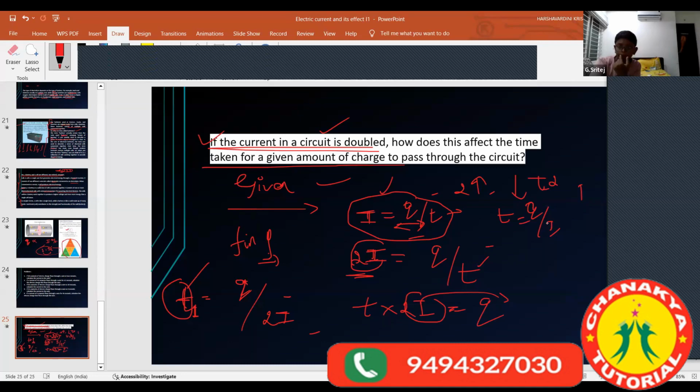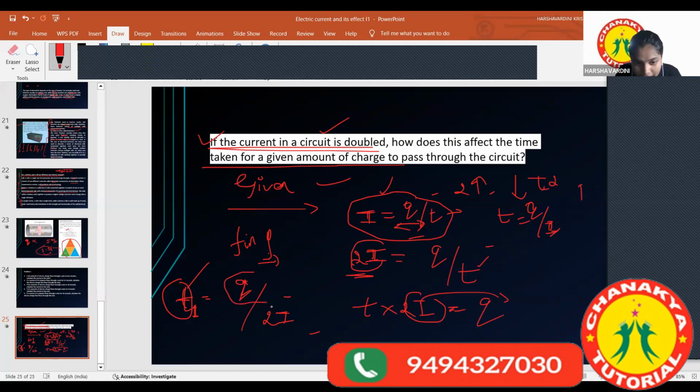Correct? Yes, ma'am. So why am I doing this? Because here I have Q by I. I want to kick out this Q by I and put it in terms of T. I don't want my expression to have any Q's or I's or anything other than time. So to kick out Q by I, I'm using this formula: T is equal to Q by I.